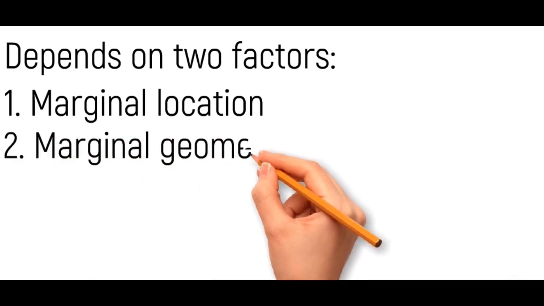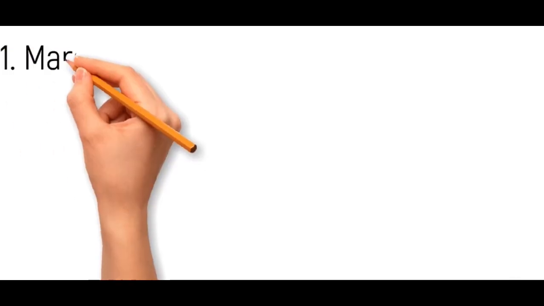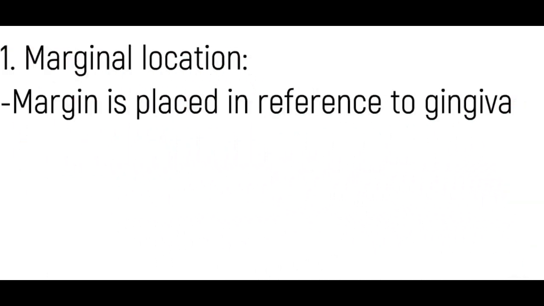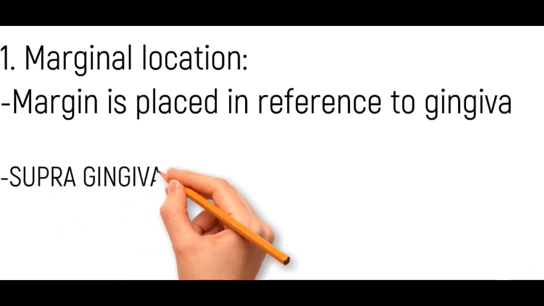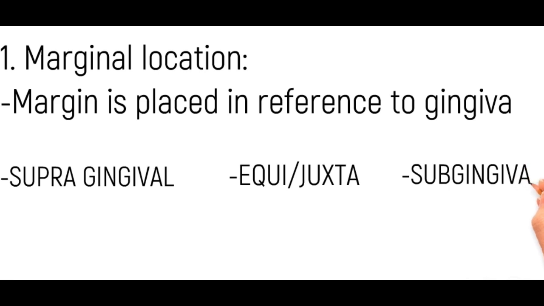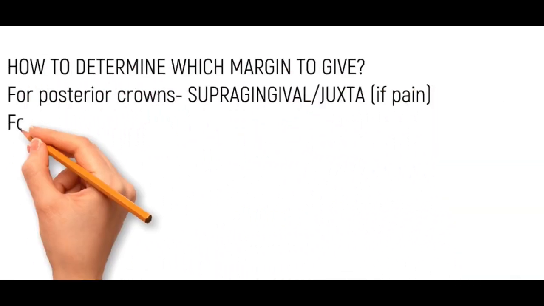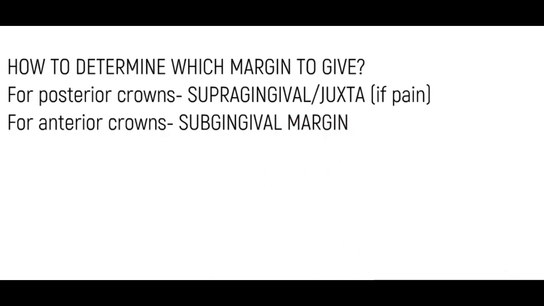By marginal location we mean that the margin is placed in reference to the gingiva. There are three types of margins. The first one is supragingival, which means above the gingiva. The second one is juxta or equigingival, which means at the middle of the gingiva, and the third is subgingival, which is below the gingiva.